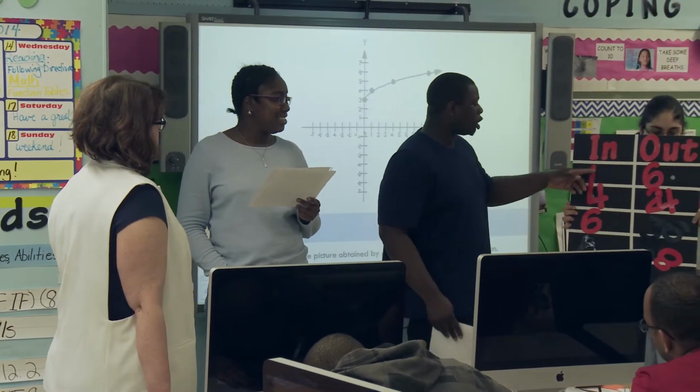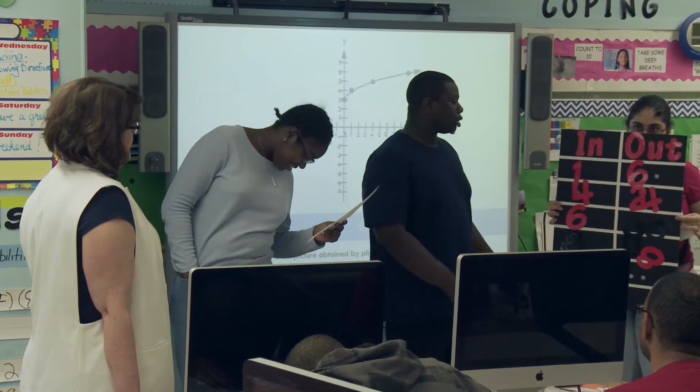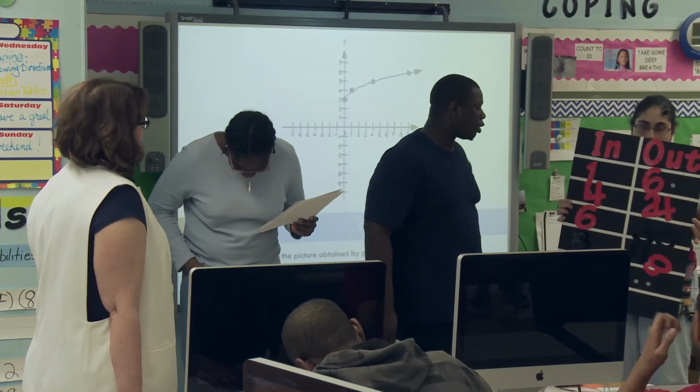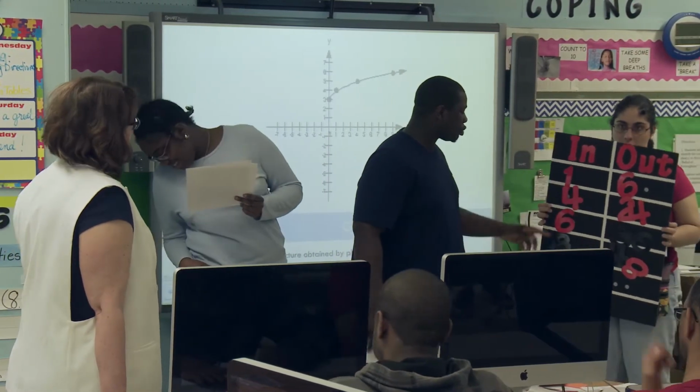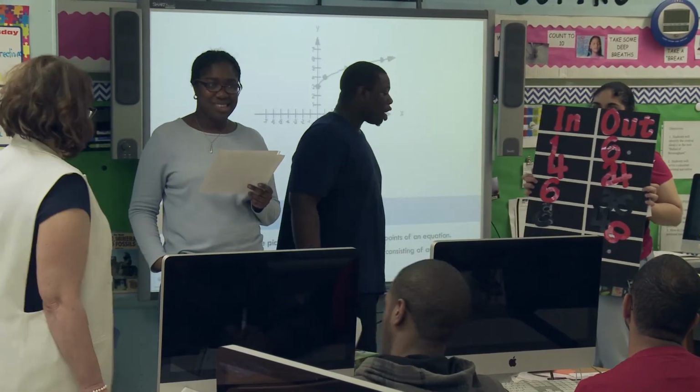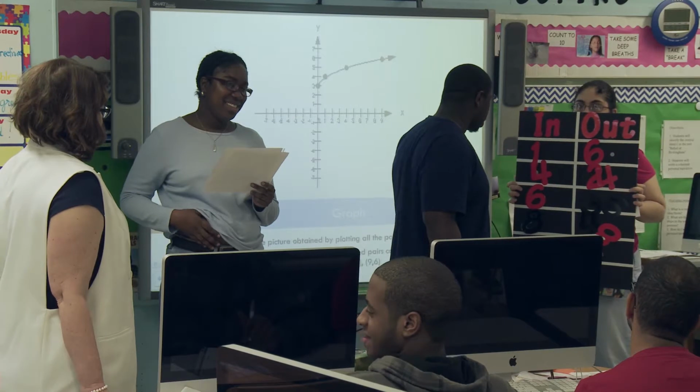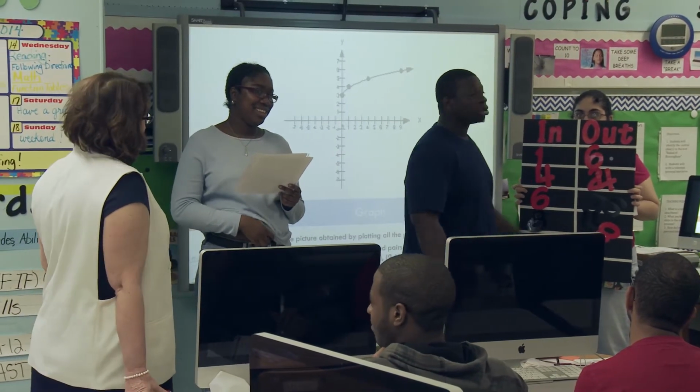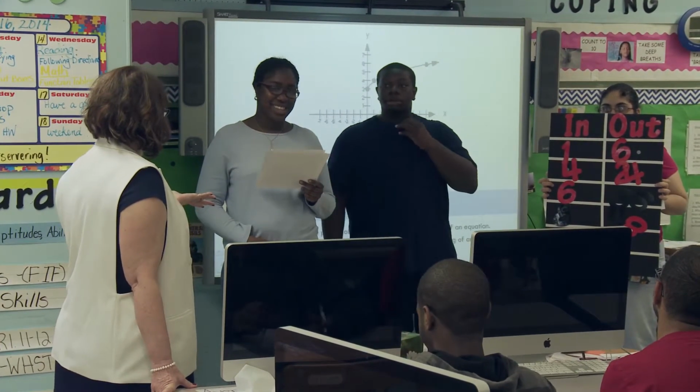Look, see, 1 times 6 is 6. And 6 times 4 is 24. And 6 times 6 is 36. There you go. And 8 times 6 is 48. Very good. Did you have time to graph it?